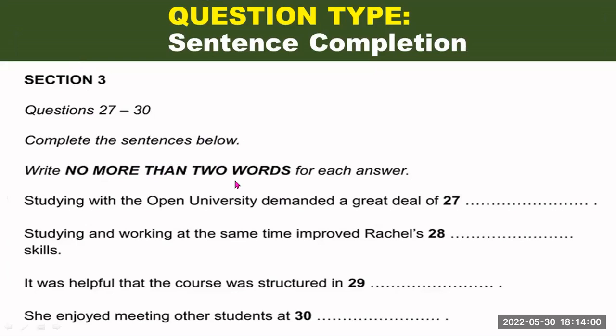So you are not going to write 3 words or 4 words. You are not going to write anything more. You are asked to write no more than 2 words. If you write more than 2 words, your answer will be marked incorrect, even if the information is accurate, all right?